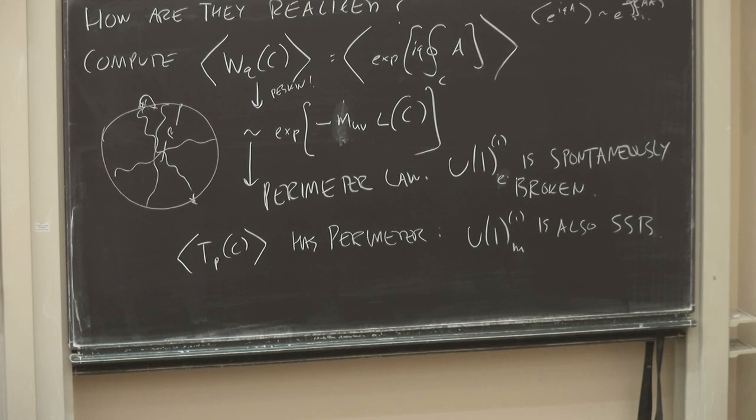So for this to make sense, I should now prove for you Goldstone's theorem for higher form symmetries, right? That's closing the circle. So we're going to do that now. We're going to prove Goldstone's theorem for one-form symmetries, or for p-form, in fact.